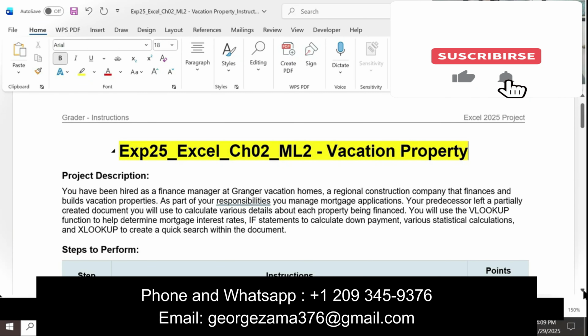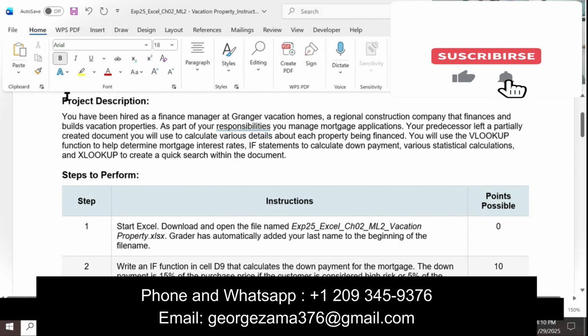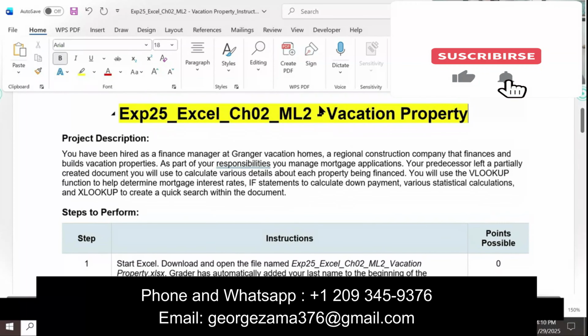Today's assignment name is Exp25 Excel chapter 02 ML2 vacation property. Before going to solve, we are going to read the project description. Always remember that first we have to read the project description, then we can get an idea what we have in today's assignment.